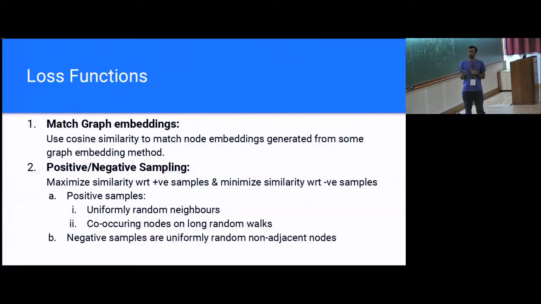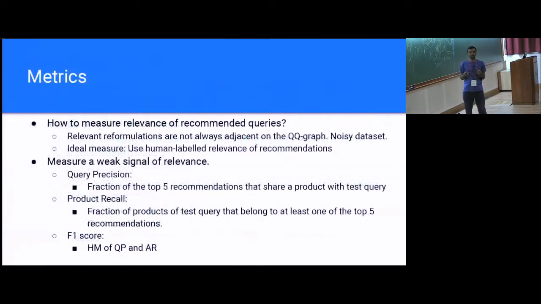And negative sampling is simply uniformly sampling a non-adjacent node from the graph. So if you put these two things together, you'll get some embeddings, but it's still not clear how you're going to measure how good your model is. So how to measure the relevance of recommended queries is an issue we face.